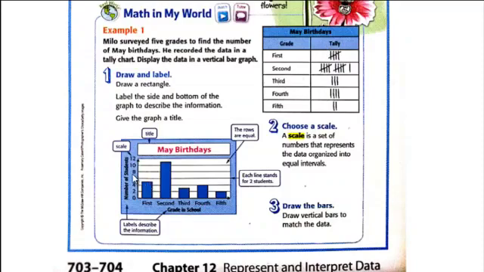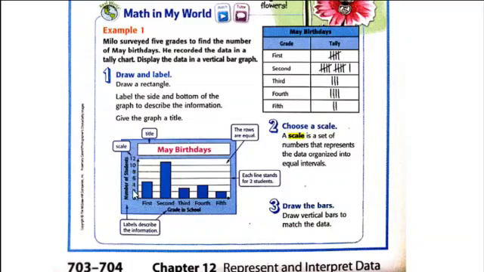To display this data in a vertical bar graph, first draw a rectangle. Second, write the title of this tally chart here. Third, draw 2 lines. A horizontal line includes information about grades. A second line, a vertical line, includes the number of students, and this is called the scale.